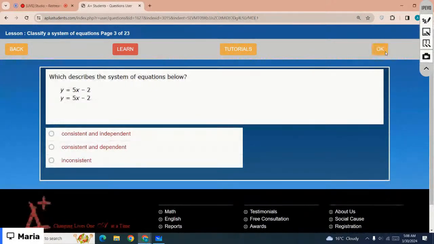Which describes the system of equations below. The first equation is y equals 5/5x minus 2. The second equation is y equals 5x minus 2. So which is the correct option?